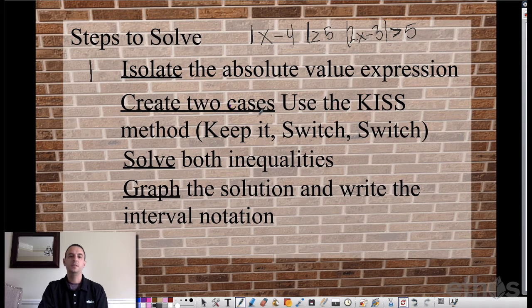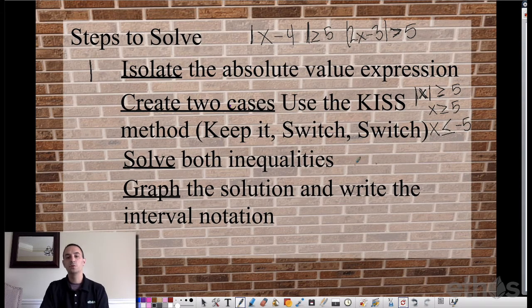And that's what isolate means. And then we're going to create the 2 cases, and that's what we were doing a minute ago. So we're going to follow the keep it switch. So one is going to stay completely the same. So like our example, x is greater than or equal to 5. One of them stayed as x is greater than or equal to 5. And then we use the KISS method, the keep it switch. So I keep the first x, switch the sign, and switch the value to its inverse.